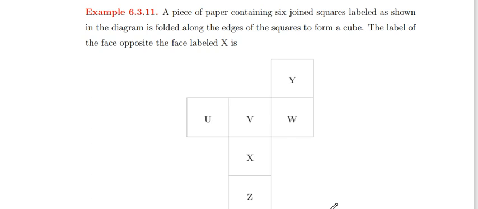So this problem says a piece of paper contains 6 joined squares labeled as X, Y, Z, U, V, W. Okay. So we want to find the label of the face opposite the face labeled X, which one?